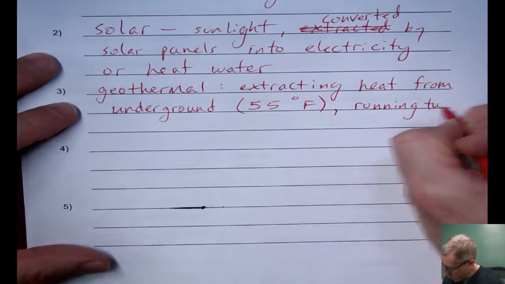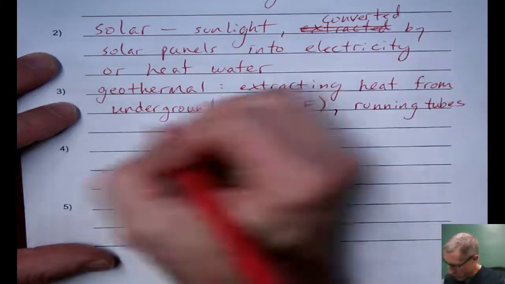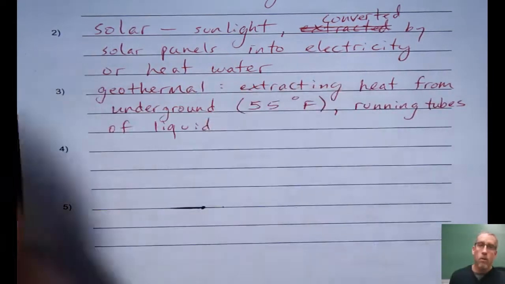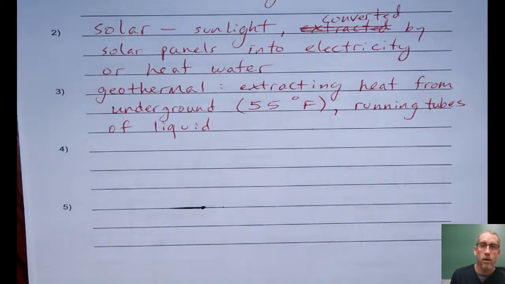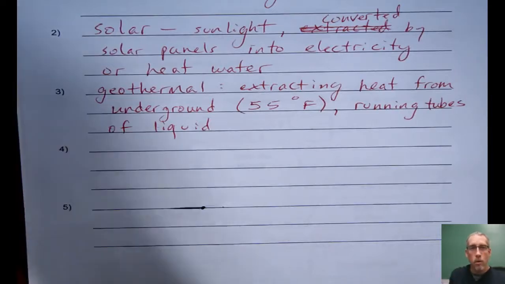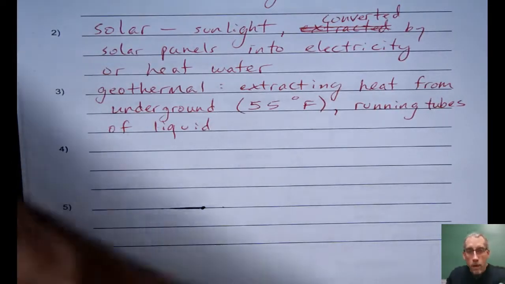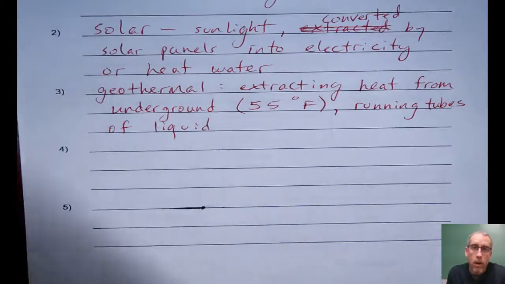what we do is we run tubes or pipes of a liquid. So we bury these pipes deep down into the ground, and you can bury them horizontally or vertically depending on how much space you have. And when you run some liquid through those pipes, when it runs long enough through the warmer parts of the ground, it will extract the heat. We call that a heat exchange.